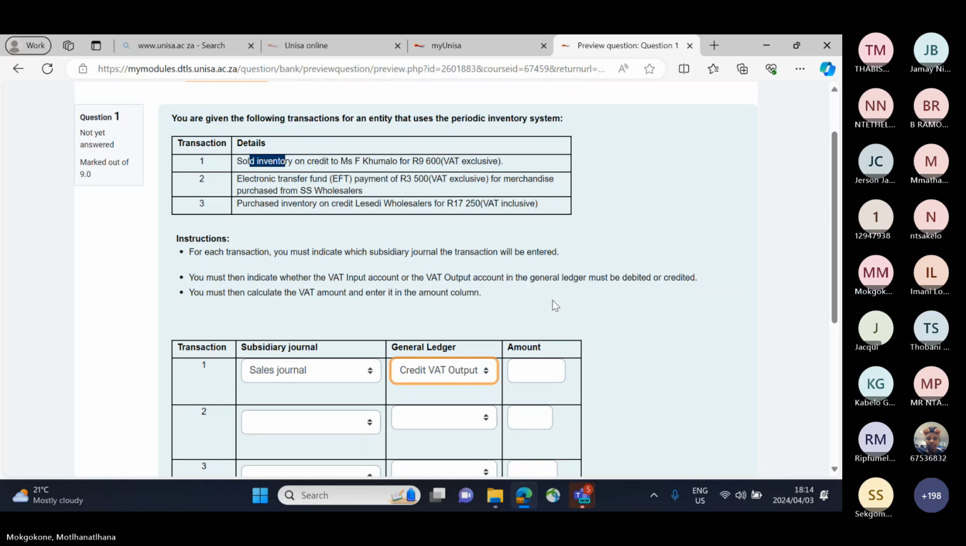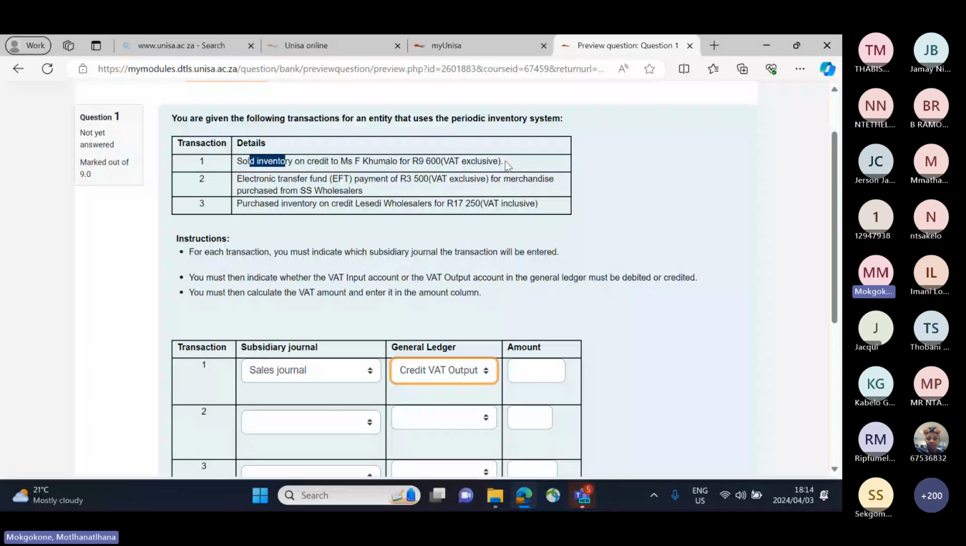To get it right, before VAT, you must identify the two accounts involved in this transaction. When the business sells inventory on credit, the first one will be trade receivables, because we sold to our debtors on credit, and the other one will be sales.